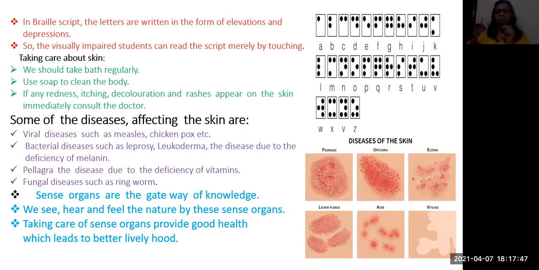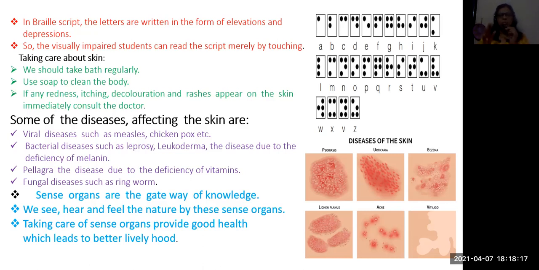Okay, A means 1, B means 2, C means this, B means vertical, C means horizontal, D means 2 and 1. So they will touch. According to this touching, they can understand the word. Okay, so the visually impaired students can read the script merely by touching. And who discovered that? Braille. That's why the name has been given Braille script.